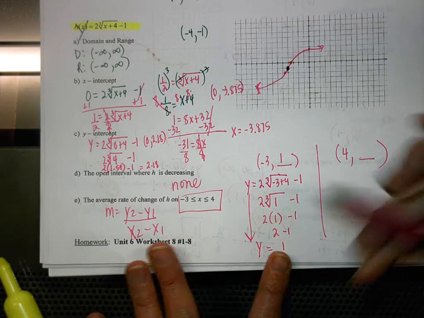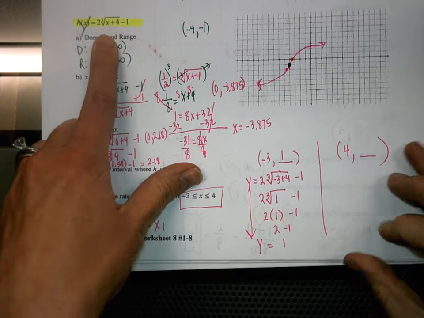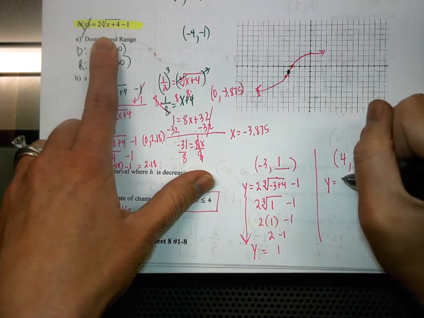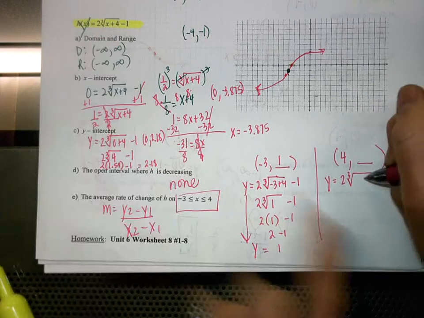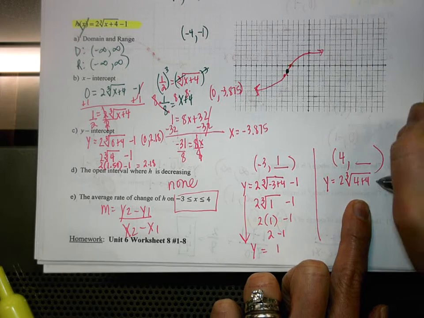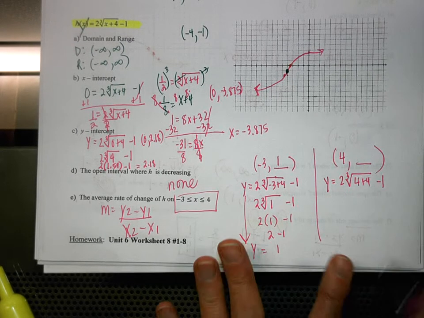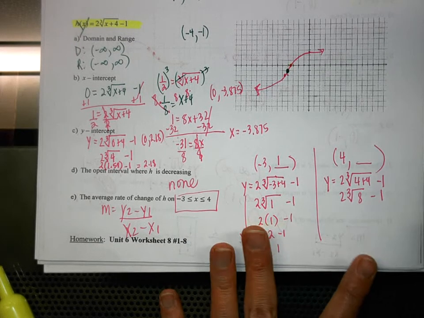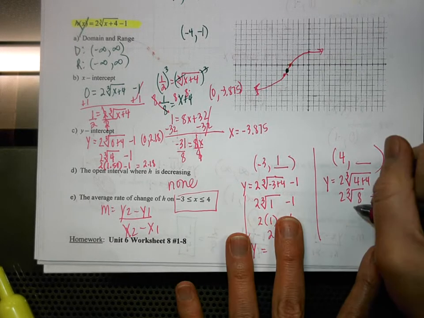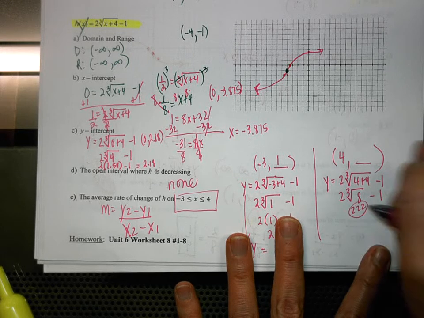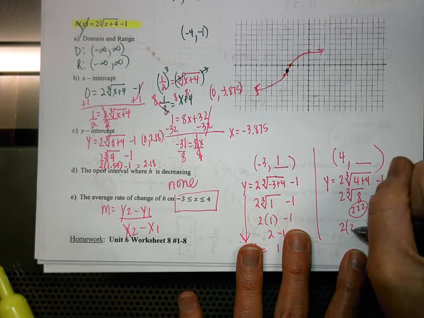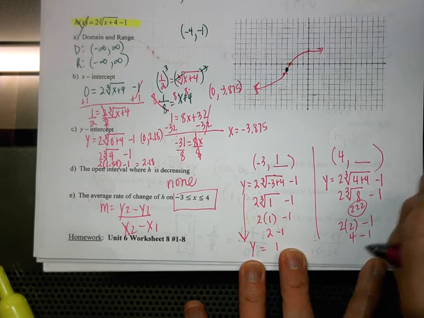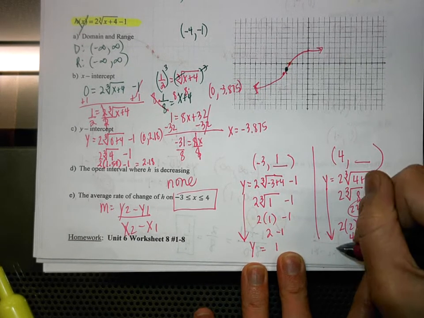For the other ordered pair, we're plugging 4 into our equation. So y equals 2 times the cubed root of 4 plus 4, minus 1. We know that 4 plus 4 is 8, so 2 cubed root of 8 minus 1. We know the cubed root of 8 is 2, because 8 is 2 times 2 times 2. So then I end up with 2 times 2 minus 1. 2 times 2 is 4, and 4 minus 1 is 3. So this y value is 3.